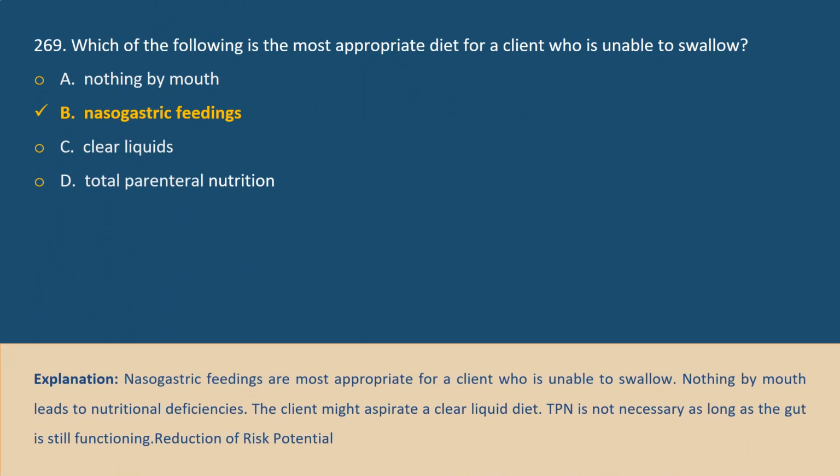Answer B. Explanation. Nasogastric feedings are most appropriate for a client who is unable to swallow. Nothing by mouth leads to nutritional deficiencies. The client might aspirate a clear liquid diet. TPN is not necessary as long as the gut is still functioning. Reduction of risk potential.